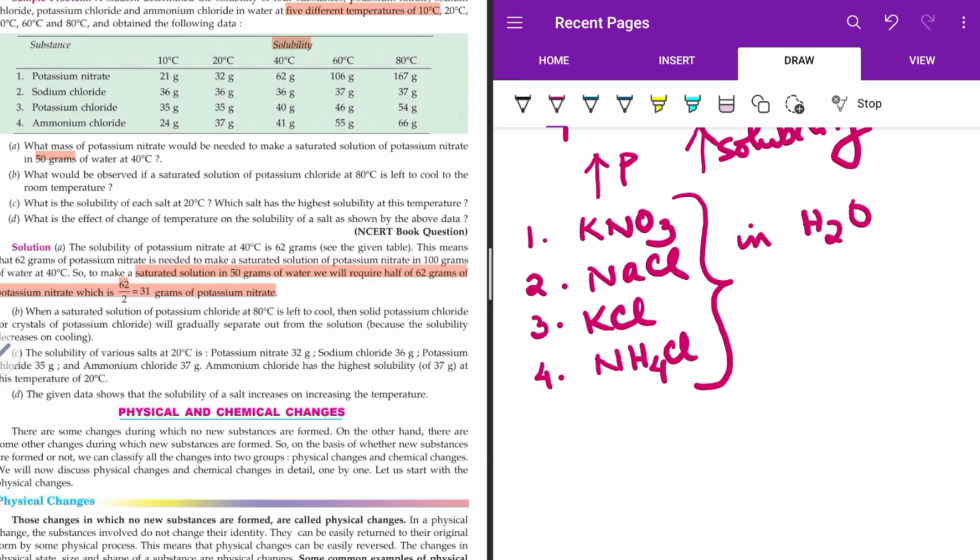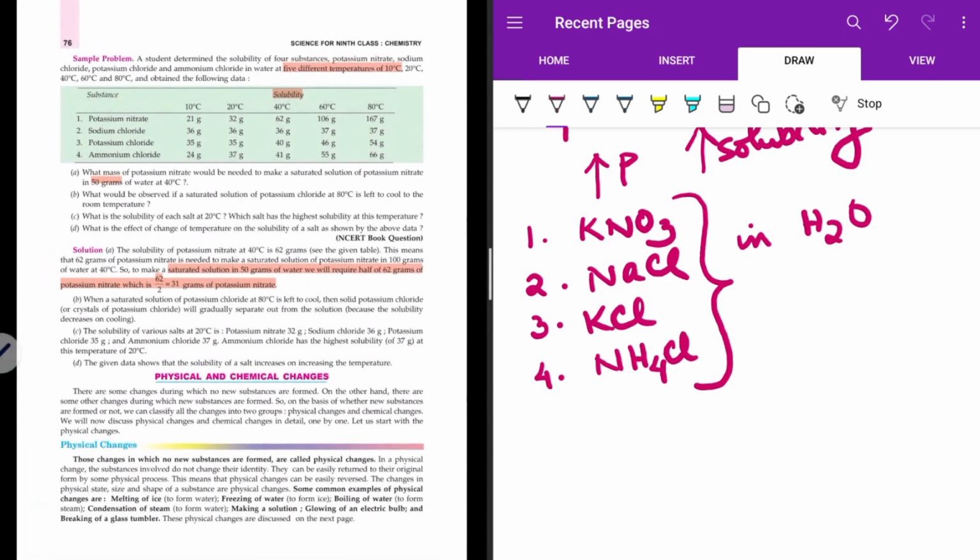What is the effect of change of temperature on the solubility of a salt? Now, with increasing the temperature, the solubility of a salt in a particular liquid will increase. Why? Kinetic energy increases, the gap between the solvent particles increases, so more amount of solute can be dissolved.